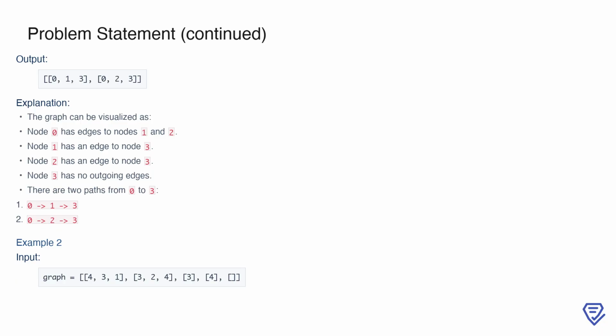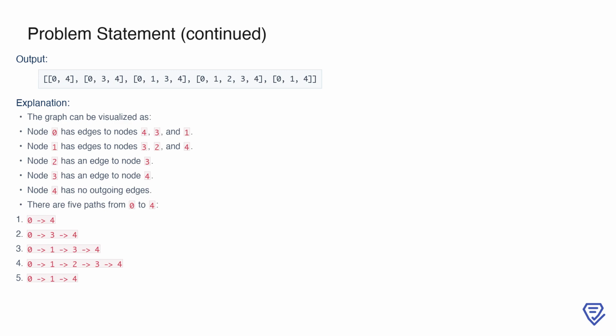The first path is 0-1-3. And the second path is 0-2-3. These paths are represented in the output as [[0,1,3],[0,2,3]]. This example demonstrates how we traverse the graph to find all valid paths from the source to the target node. Now, let's examine another example with a more complex graph.